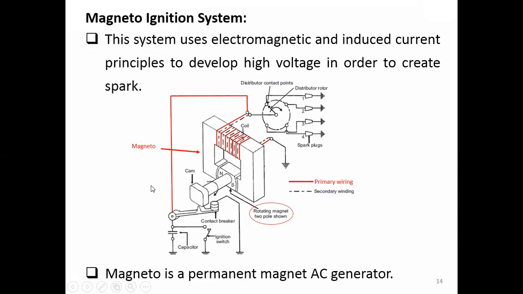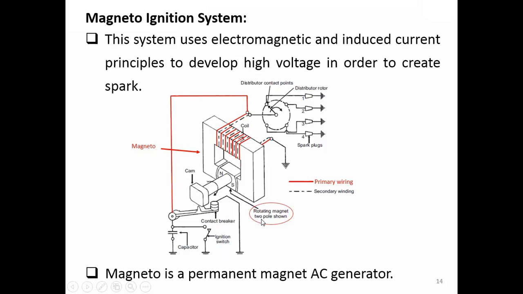It consists of a magnet here, and a magneto. This magneto is a permanent magnet AC generator. This magnet is rotated, rotating here according to the motion of the cam. The cam here also closes or opens the contact breaker, which is here. You also have the ignition switch and the capacitor in here.